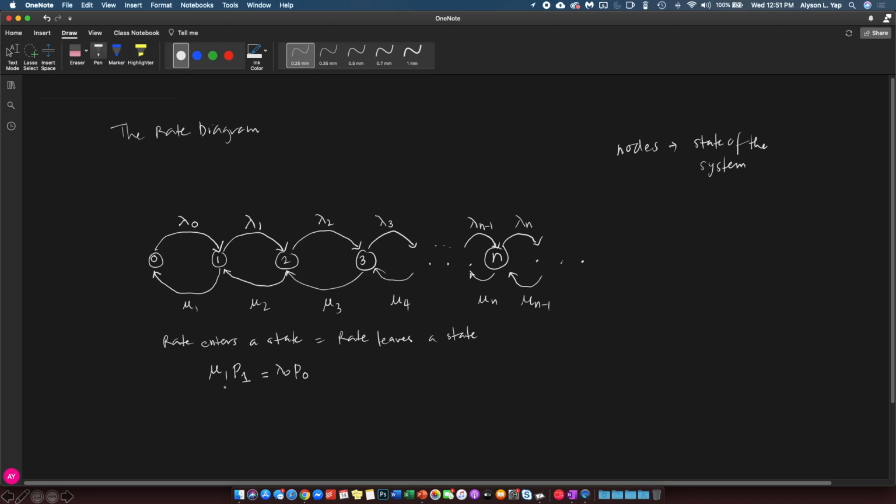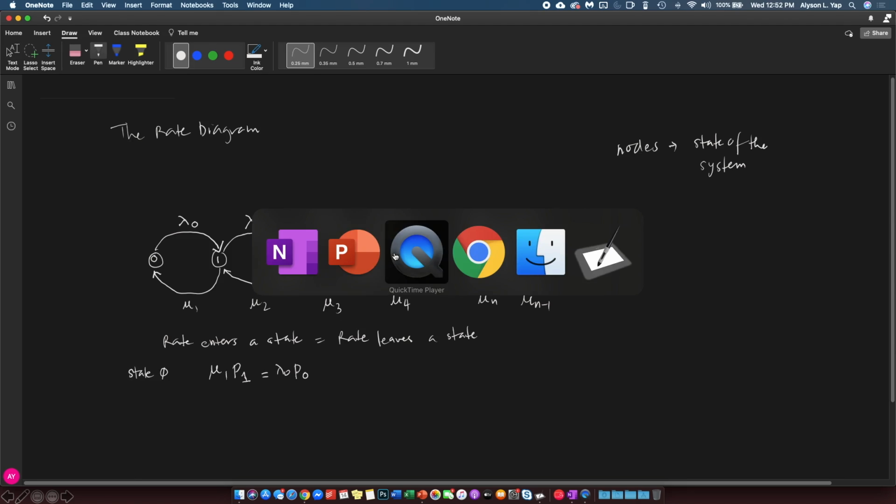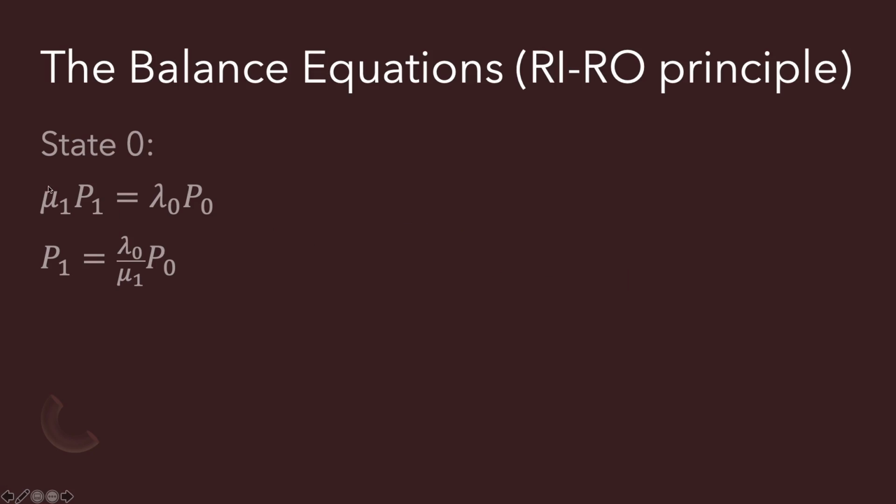And therefore, we have a balance equation: mu1 P1 is equal to lambda 0 P0, and this is for state 0. Okay? And because we have this equation, we can now simplify. We can divide everything by mu1 and get an equation for p sub 1. In this case, p sub 1 is equal to lambda 0 over mu1 times p sub 0. Now, this is the balance equation for state 0.